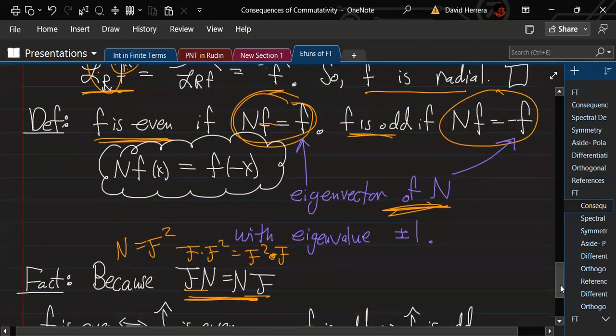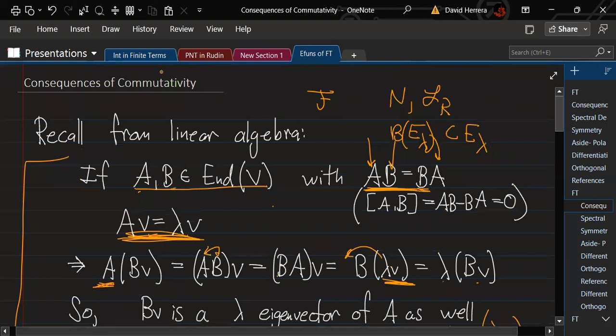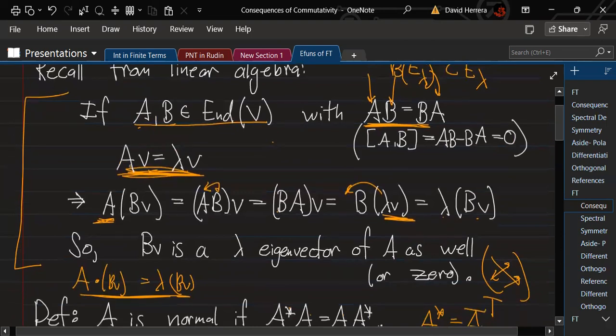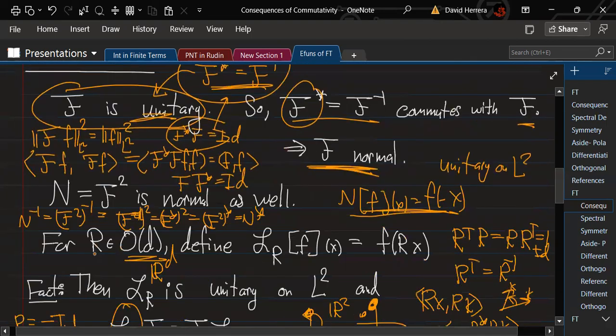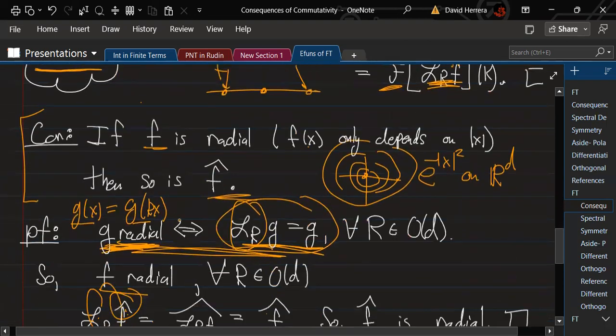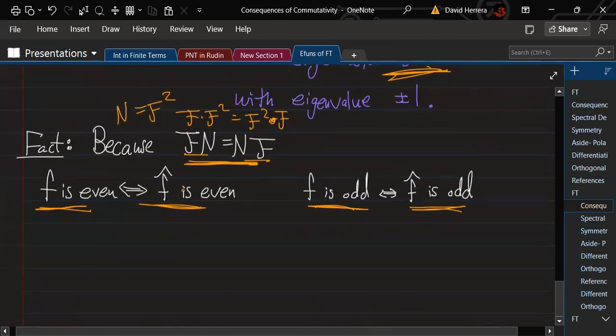So in this video, we talked about some of the symmetries of the Fourier transform related to commutativity. We talked about commutativity for matrices and how it's related to eigenvectors, and then we explored some of the things that you could say about the Fourier transform for some symmetry operators that we talked about. So that's going to be the end for this video.